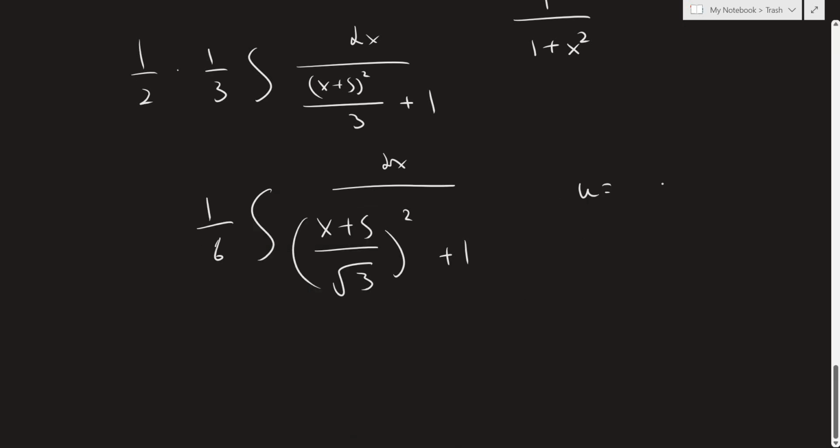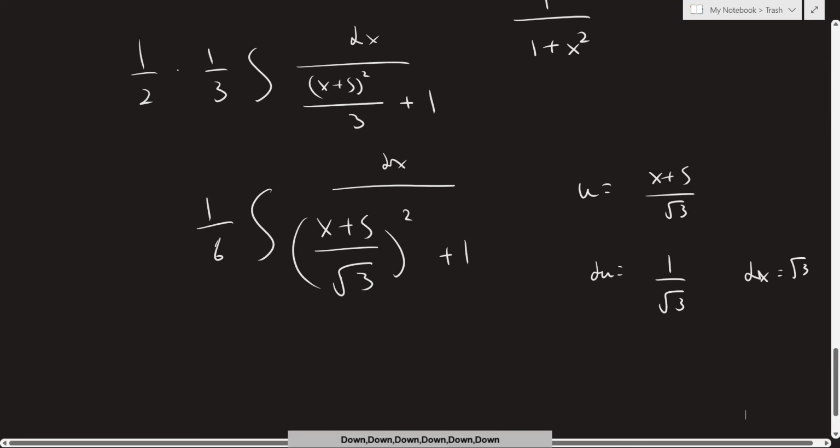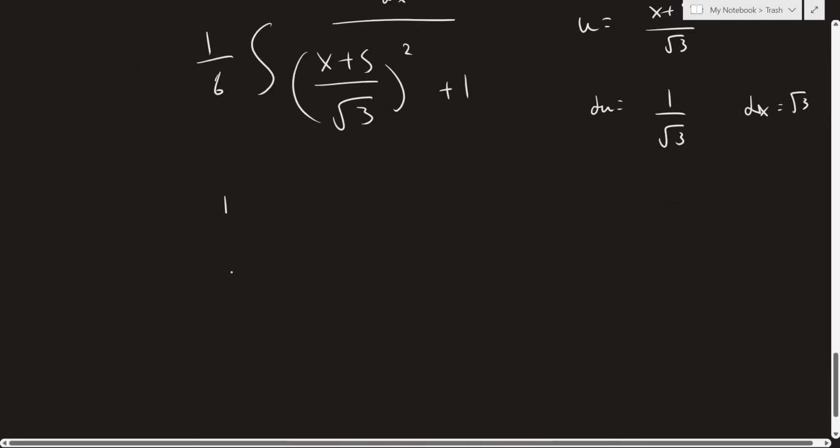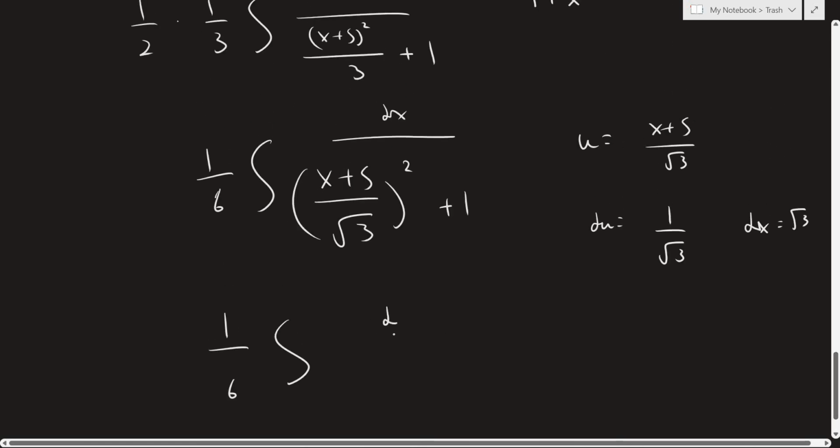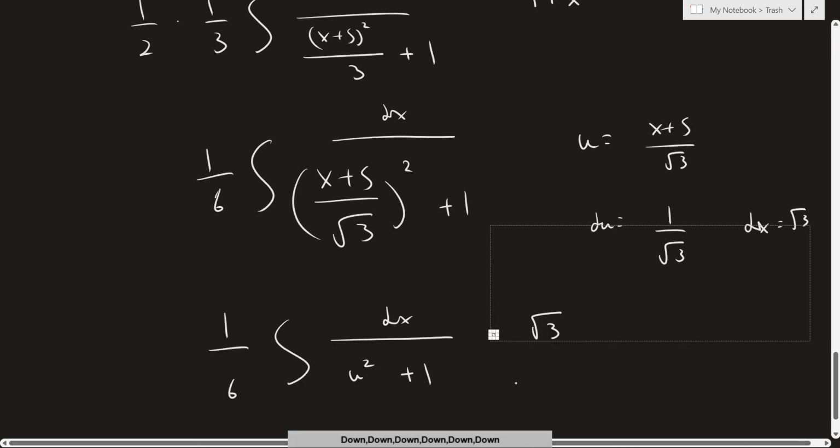Now, we take u to be x plus 5 over radical 3. It will be 1 over radical 3, since x is 1. So du is 1 over radical 3 dx, so dx is radical 3 du. Great. Let's make this neat. So 1 over 6 integral of du over u squared plus 1 times dx, which is radical 3. Okay.